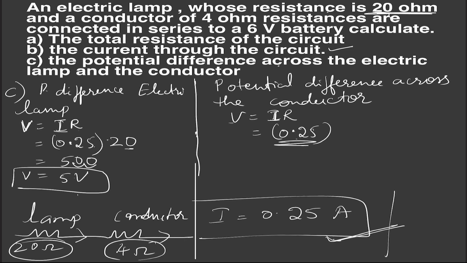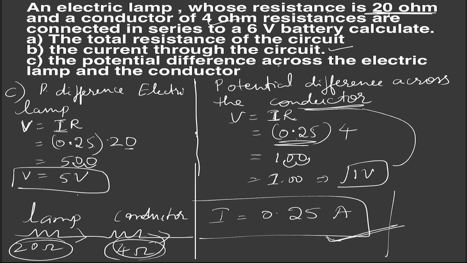So in place of R, what is the resistance of the conductor as given in the question? It is 4 ohm, so we will take it as 4. 0.25 into 4. So 25 fours is 100. After two digits, we have the decimal point, so we will also shift here. So we will get the answer as 1.00, that is nothing but 1 volt. So what is the potential difference across the conductor? It is 1 volt. So don't forget this point where we will take 0.25 in both the cases because current is same in a series circuit.